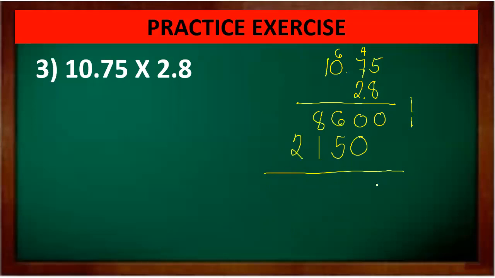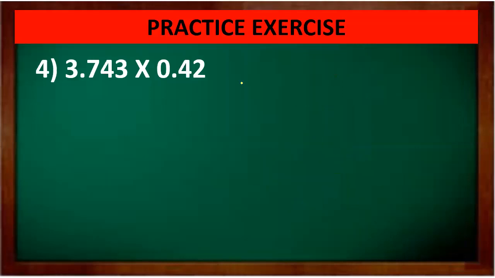Now let's add this. Bring down 0. 0 plus 0 is 0. 6 plus 5 is 11. Carry 1. So 1 plus 8 is 9 plus 1 is 10. Carry 1. That will give us 3. So how many decimal places do we have on both factors? We have 1, 2, plus another 1. That's 3. So let's move 3 decimal places. 1, 2, 3. So therefore, 10.75 times 2.8 is equals to 30.1. Very easy.